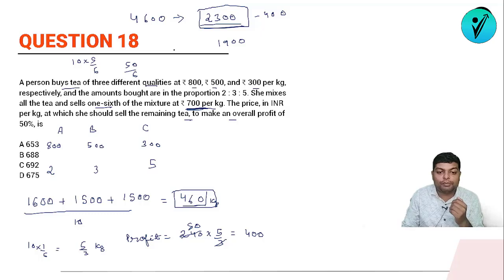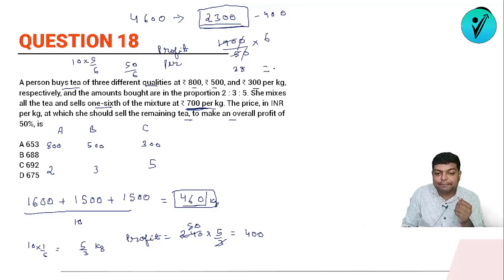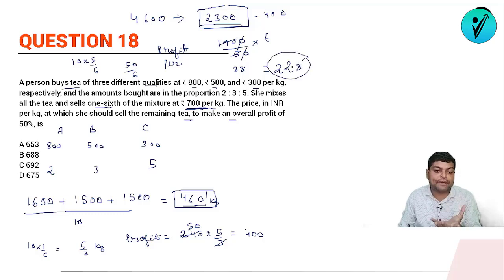So profit per kg should be what? Simply divided by 50 into 6. तो 0 इज कैंसल, 5 से इसको डिवाइड करोगे तो 19 यानी 38, so 38 into 6, it is 228. यानी per kg we have to make a profit of 228 rupees.